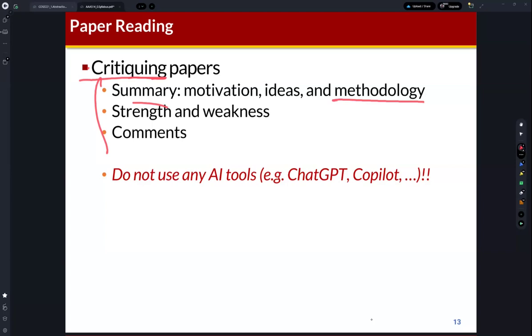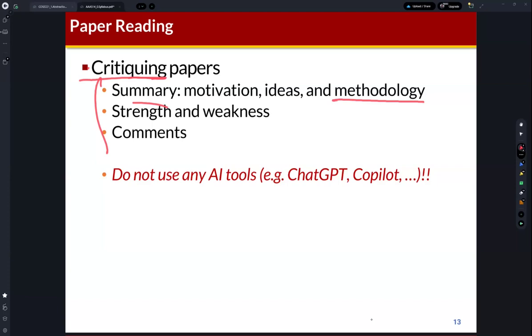But the problem is that the goal of this course is that you need to study something, you need to learn something. But if you use AI tools, then AI will learn, but you will not learn anything. That's the problem, right? So do not use any AI tools for this paper assignment, paper critic assignments.